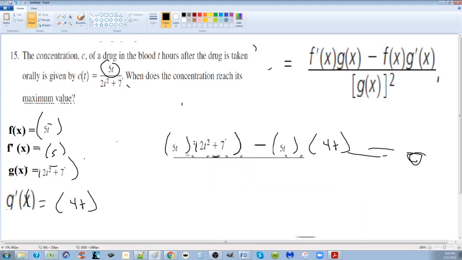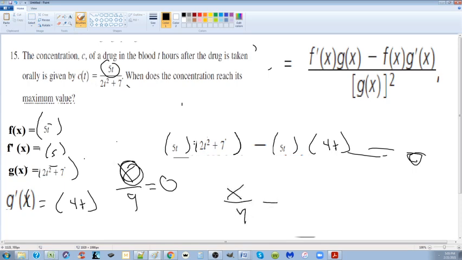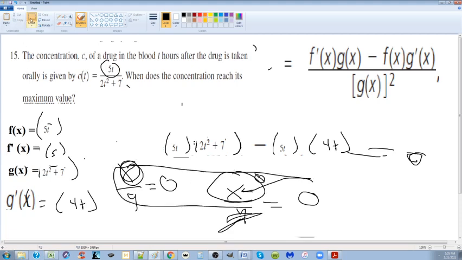I know that's a hard concept to understand, but if I have x over 9, when is the whole thing going to be equal to 0? When x is 0, right? If I have x over y, when is the whole thing going to be equal to 0? When x is 0. Y doesn't matter. So you can see why the numerator is the thing that matters.